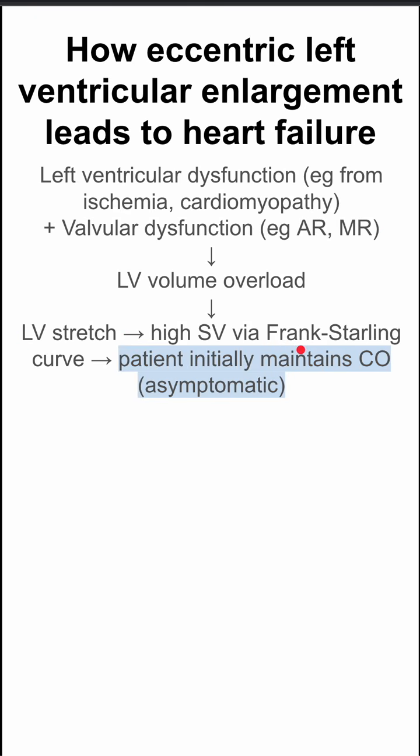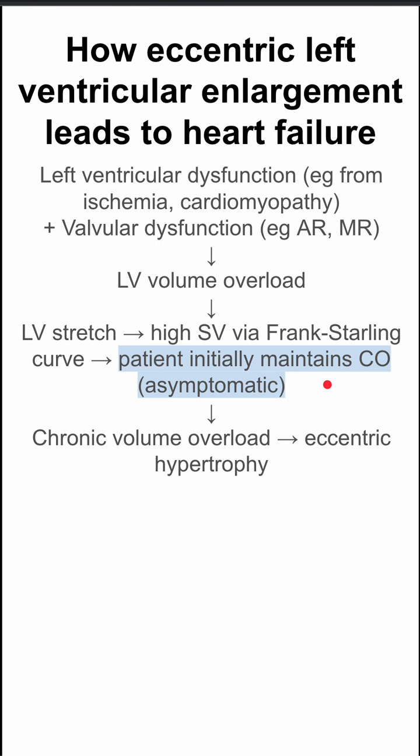And if you follow the Frank-Starling curve, this results in a high stroke volume. In the beginning, the patient is initially able to maintain their cardiac output, so the patient is asymptomatic. Then they have chronic volume overload. That high volume stays for a long time, and they end up with eccentric hypertrophy.